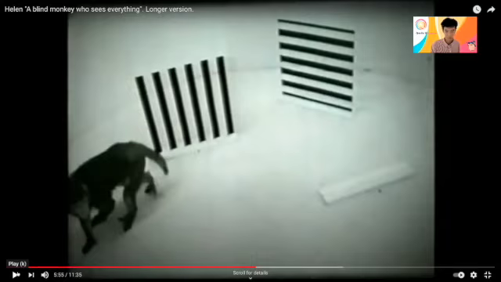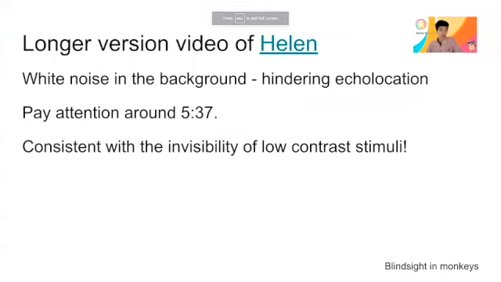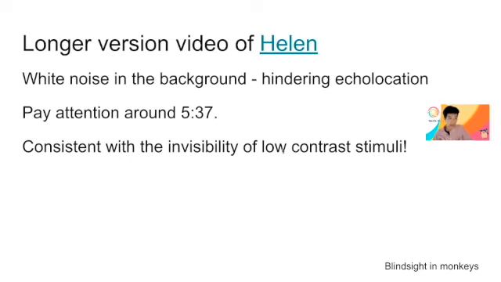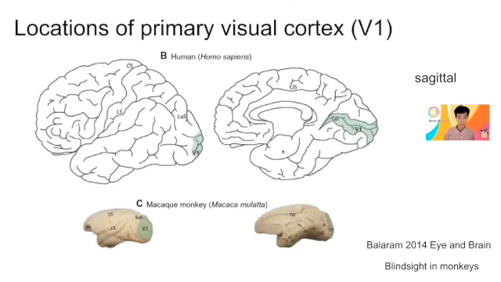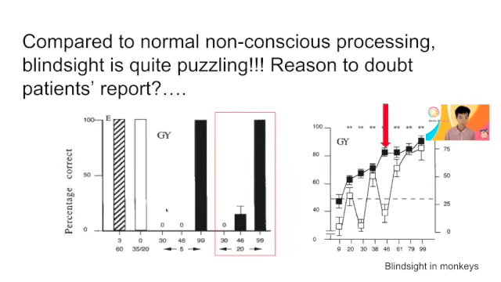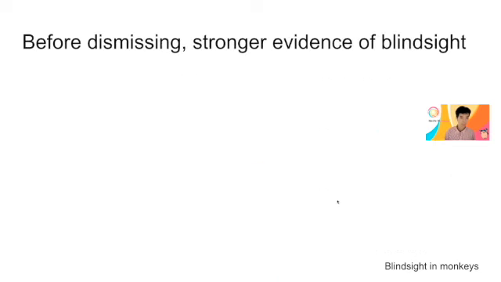It's quite interesting. Okay, so as you saw, under the white noise masking condition, she couldn't actually use echolocation to avoid obstacles, and then hit onto this low contrast transparent wall. And that is consistent with the behavior of the blindsight patient, where they couldn't actually see low contrast stimuli. For example, here, when the contrast of the stimulus is low, then he also couldn't see it. Okay.